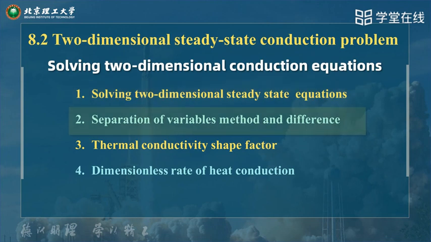Most cases we use the separation of variables method and the difference method. The thermal conductivity shape factor: we use the shape factor to calculate similar problems, such as the rate of heat conduction. These are the methods we usually use. So 1, 2, 3, 4. Objective.